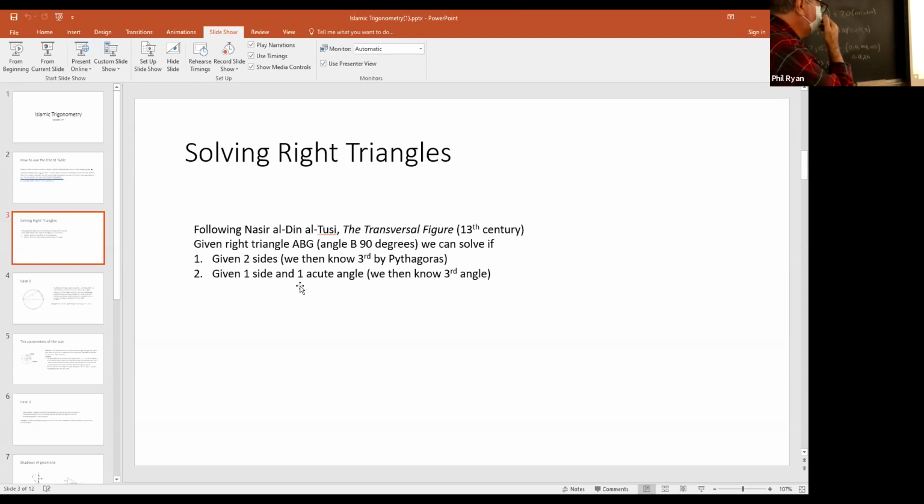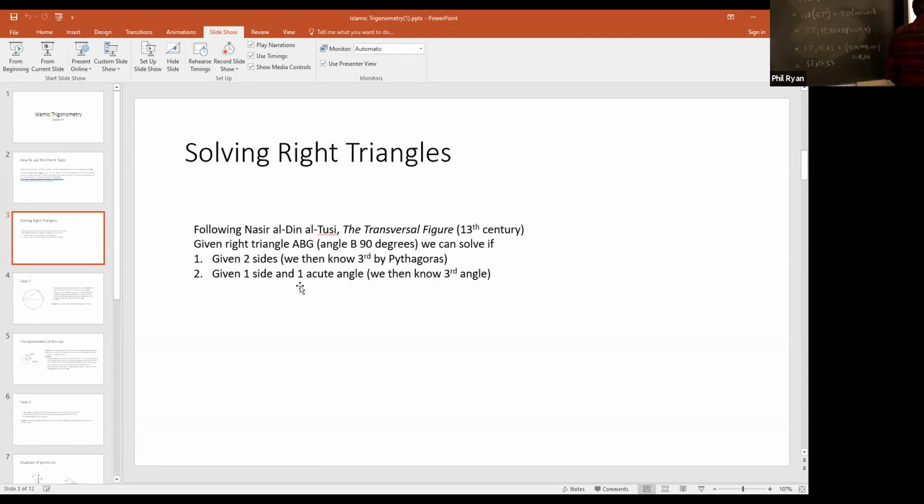So let's have a look at Nasser al-Din al-Tusi. In the 13th century, he wrote a pretty famous trig book called The Transversal Figure. And in that, he discussed how to use the chord tables to solve right triangles. Okay, so let's say you're given... so what do I mean by solving a triangle? So by solving a triangle, I mean that you can give what the length of all the sides are and what all the angles are.